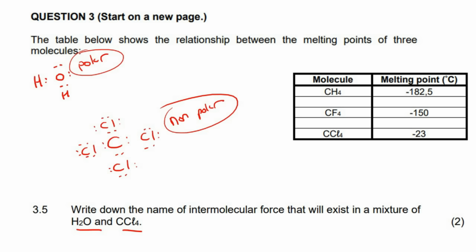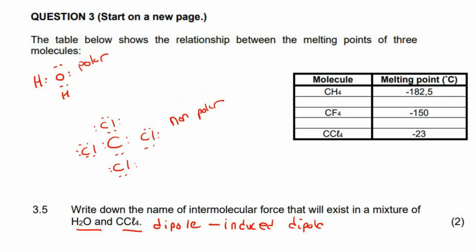Well, you get a dipole, because this is a polar molecule, and we call that a dipole, and then we call it an induced dipole. Okay, we have studied that before, right? When you put a polar next to a nonpolar, you get a dipole-induced dipole. But what does that actually mean?